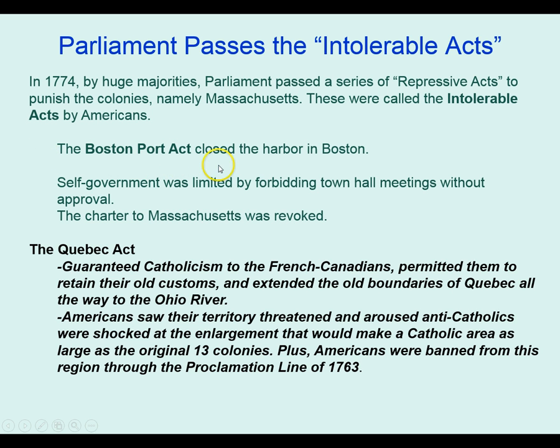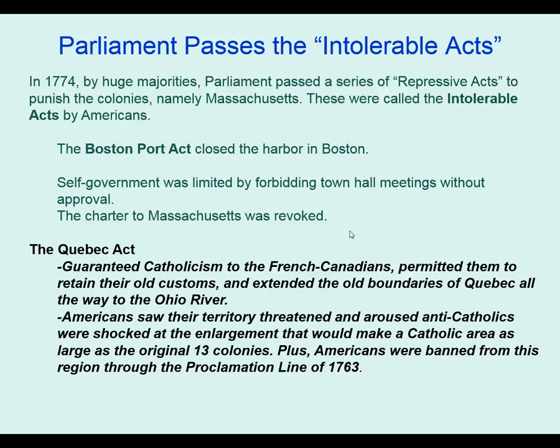The Boston Port Act closes Boston Harbor. Self-government was limited by forbidding town hall meetings without approval. Obviously, you have to get approval from either the British governor in the colony, or the crown itself. And then Massachusetts actually had its colonial charter revoked. Okay, so obviously these are things that are viewed very poorly, things that are viewed as revenge against the colonists and aren't taken very lightly.